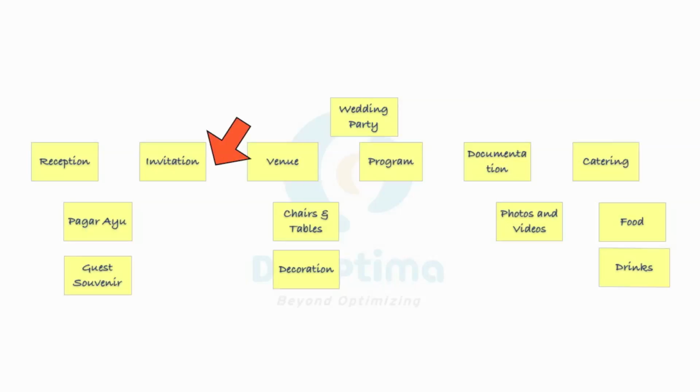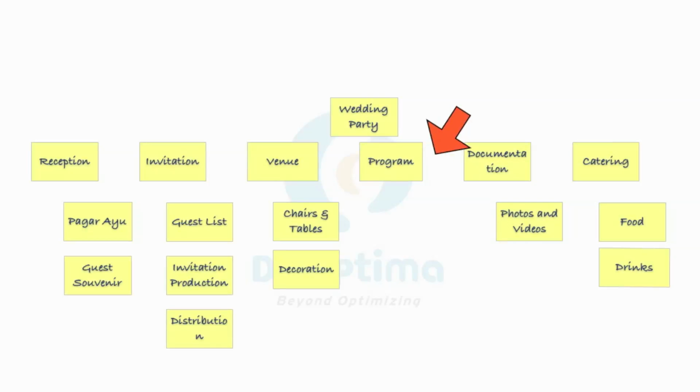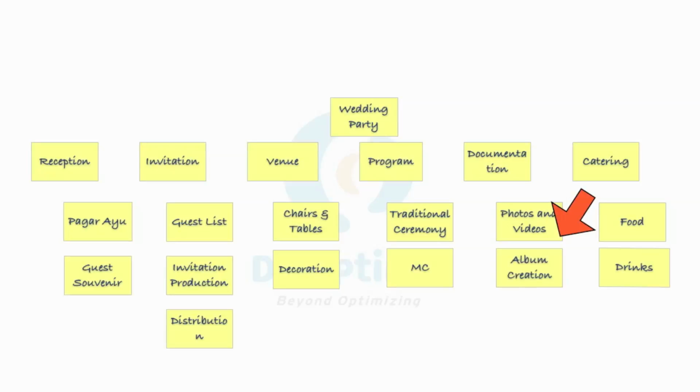Invitation. We need to have a guest list first, then we have to print the invitation. The last deliverable would be the distribution. The program is decomposed into two deliverables, traditional ceremony and master ceremony. For the documentation we add another deliverable, album creation.